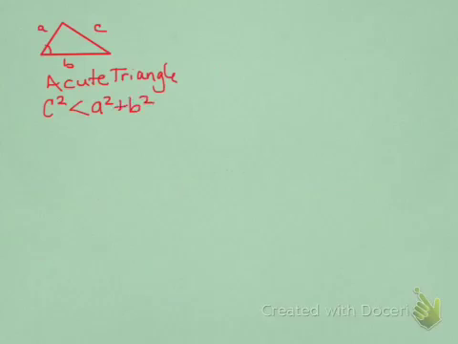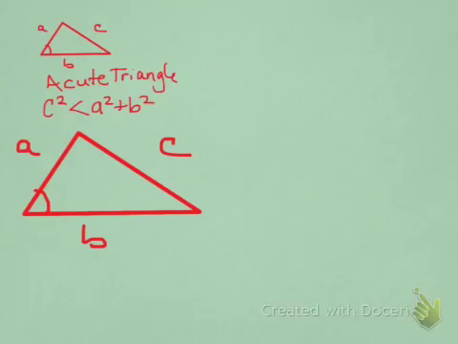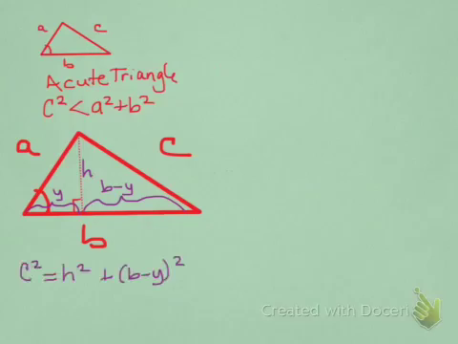Okay, now we'll do the same kind of manipulation with the acute triangle. So we have C squared is less than A squared plus B squared, and this is how this can be true. So we're going to drop down the height, and that divides B into two parts. We have Y, and then we have B minus Y. So I can see by the right triangle that C squared is equal to H squared plus B minus Y squared. I'm going to expand that out. C squared is equal to H squared plus B squared minus 2BY plus Y squared.